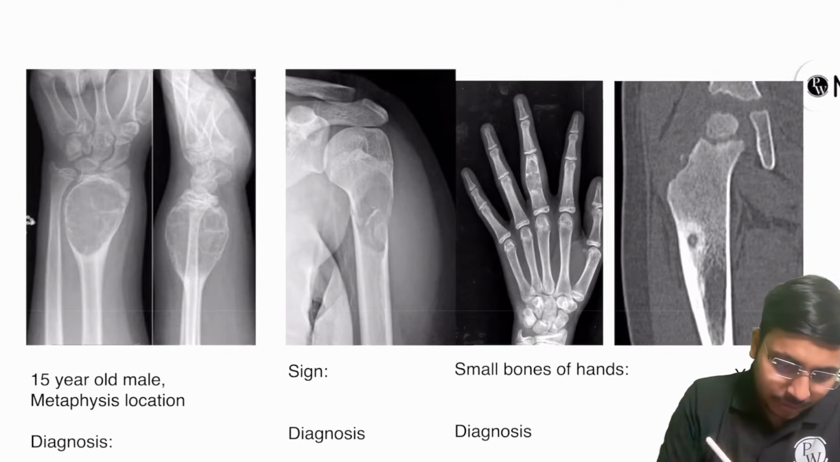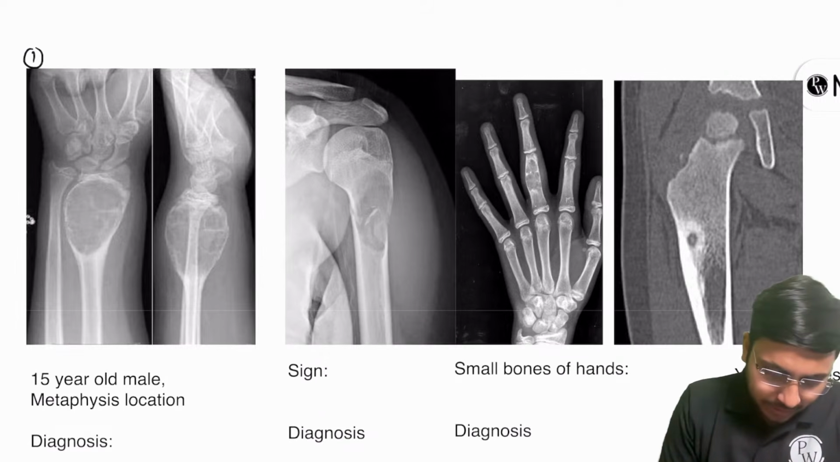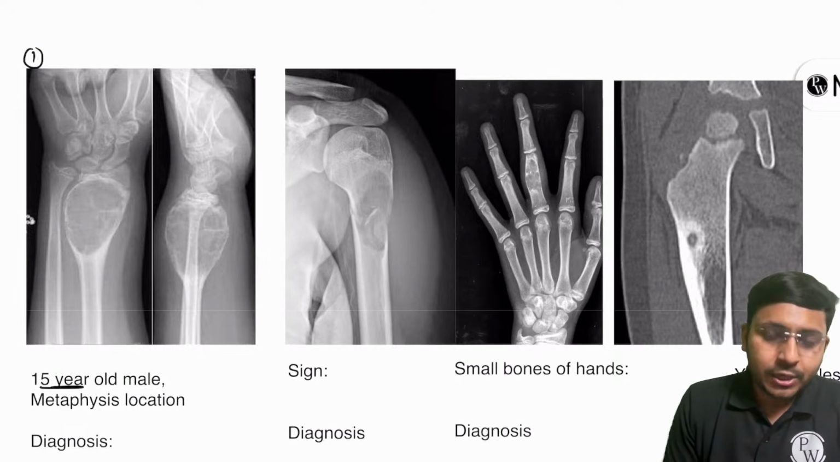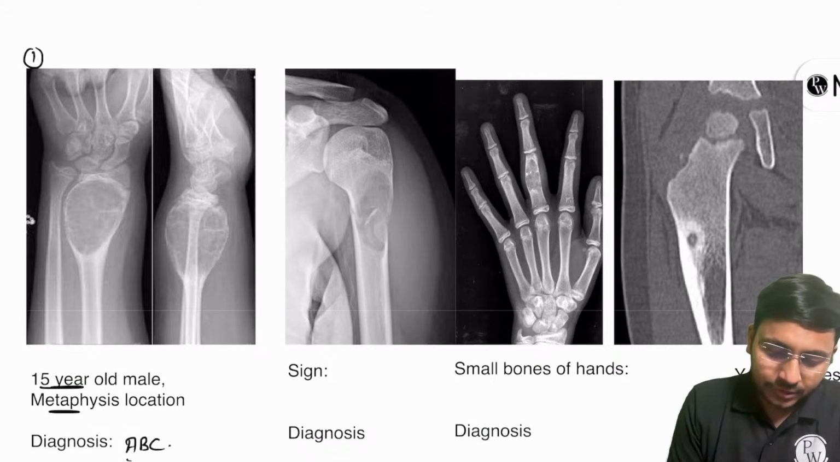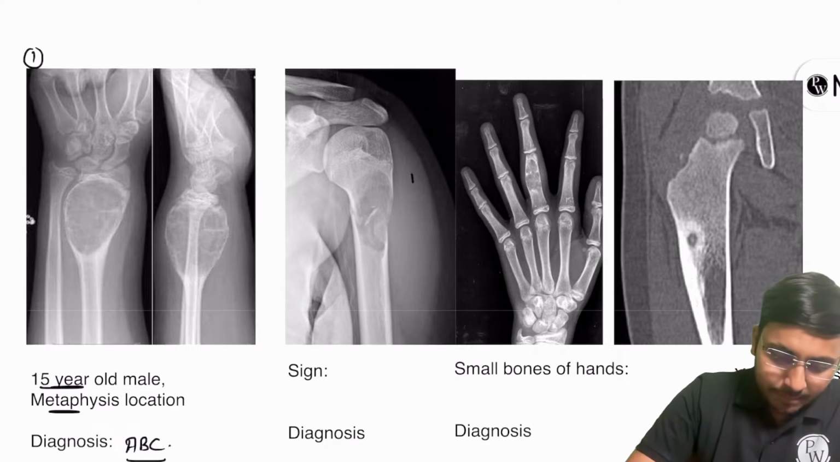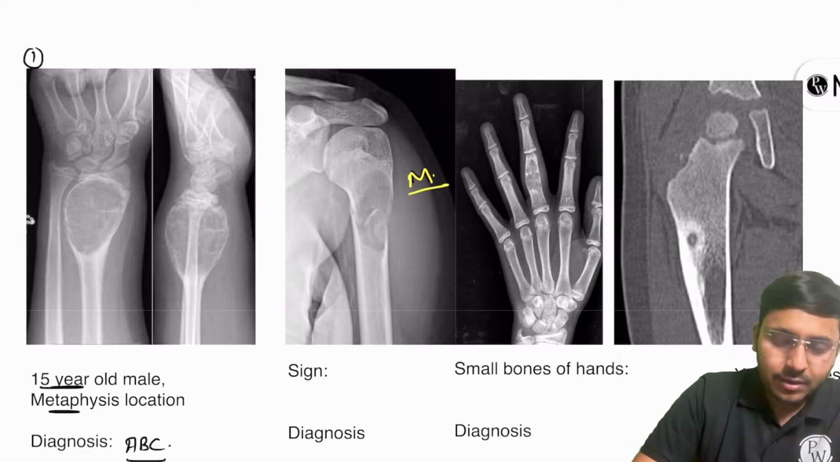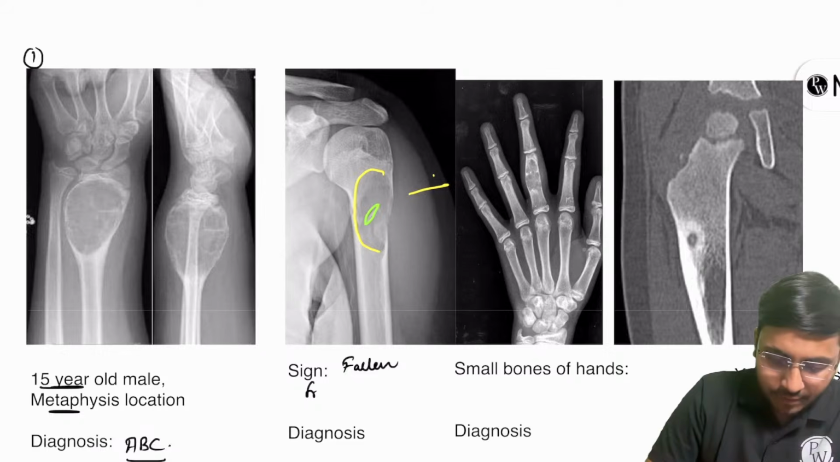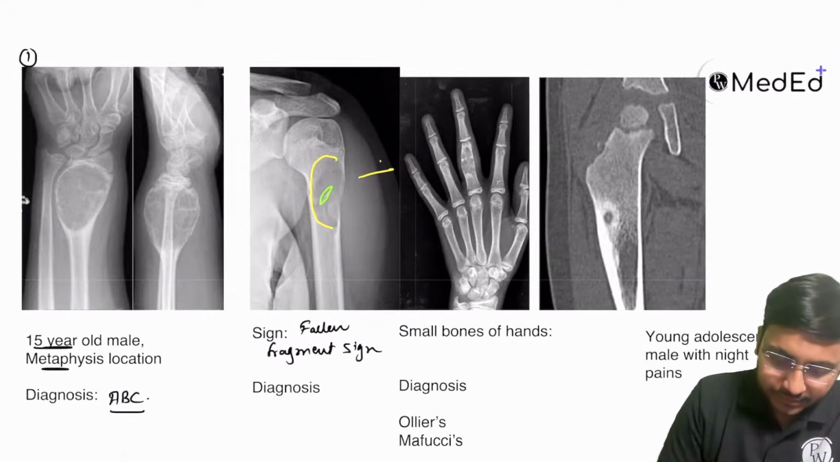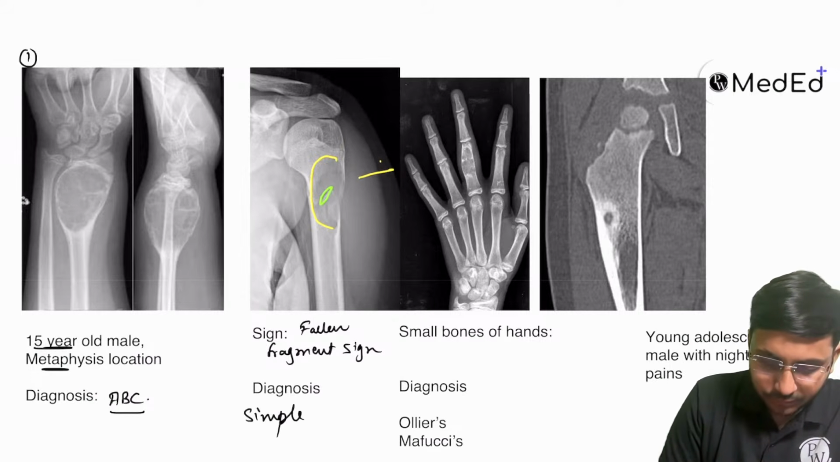Again, let's see all the important bone tumors now one by one. Young child, 15-year-old. Location of the tumor is metaphysis. What is the diagnosis? Aneurysmal bone cyst. Now again, metaphysis location, right? Unilocular lesion, and you see a fragment of bone. What is the name of the sign? Fallen fragment sign. Diagnosis is simple or unicameral bone cyst.